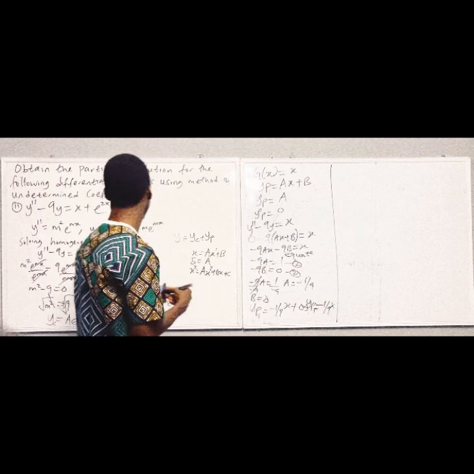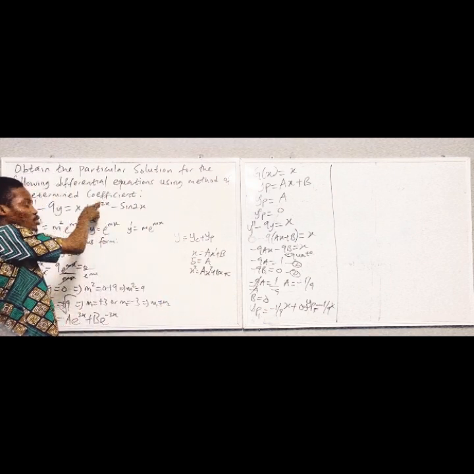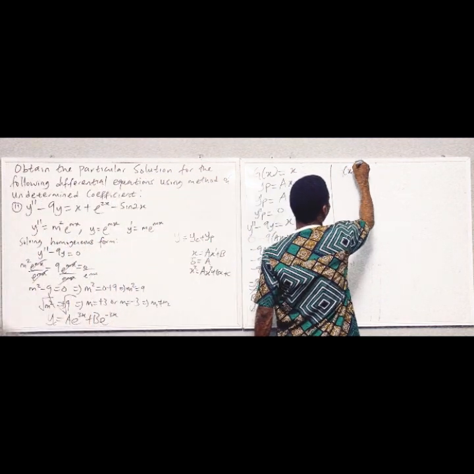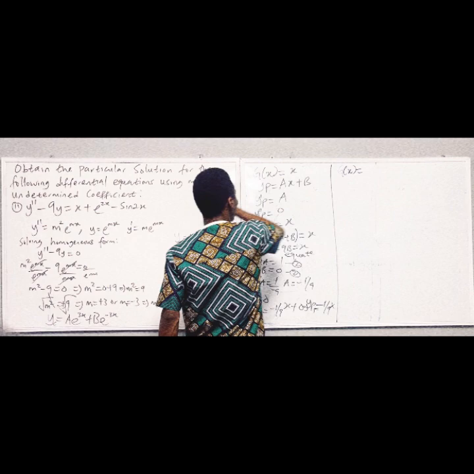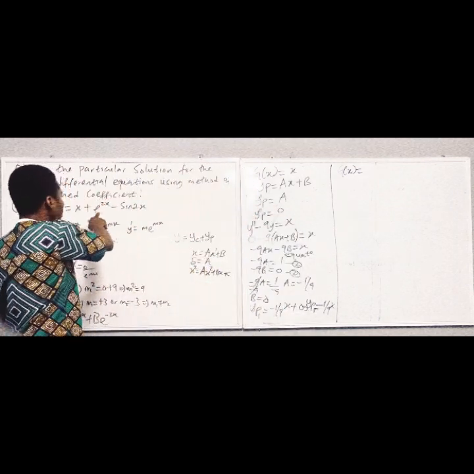So let us now consider my second part, that is exponential 2x, my second term. So I will now have g of x here. I'm considering exponential 2x. So my g of x here will be what?